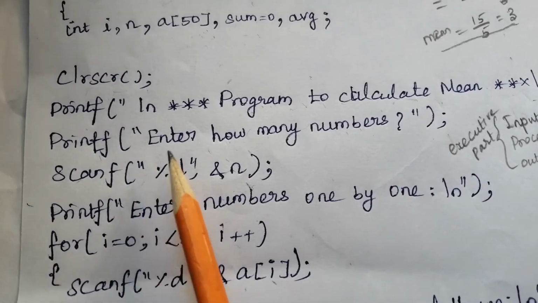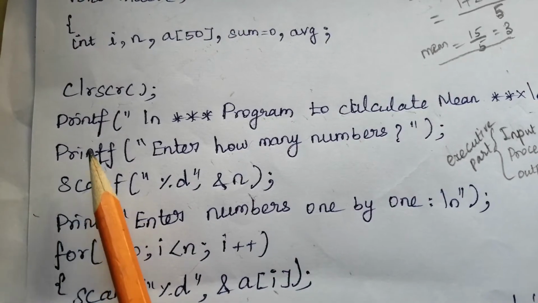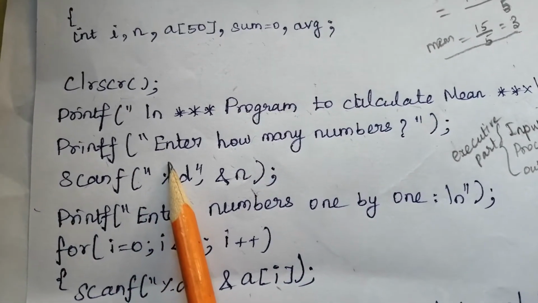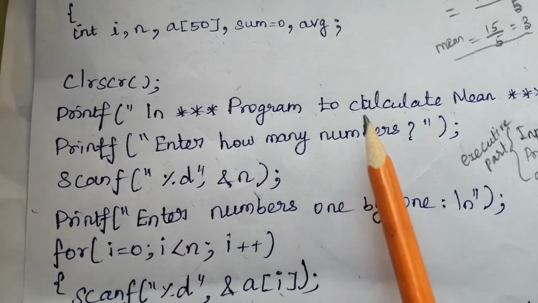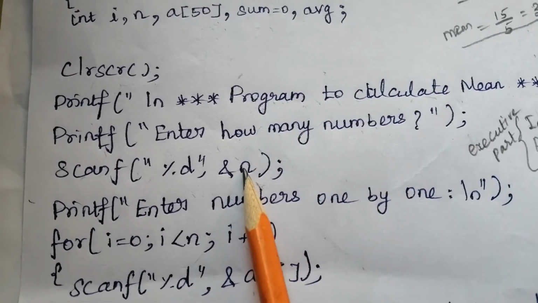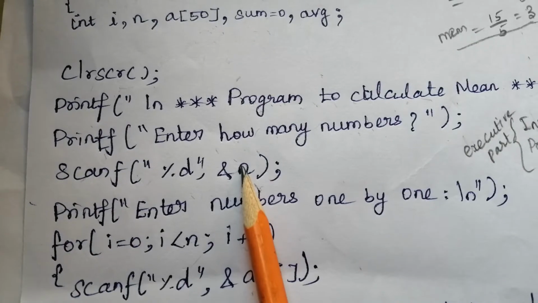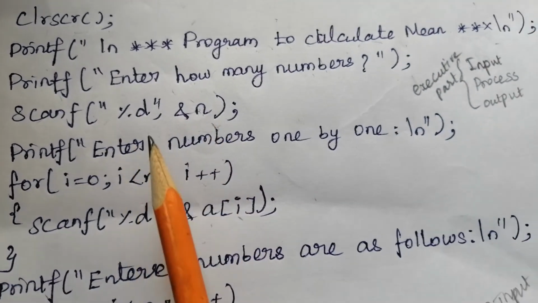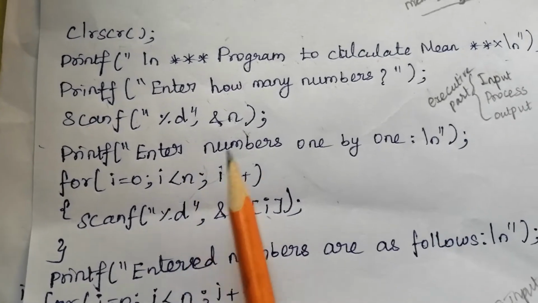After that I am reading the input with the help of printf as well as scanf statements. printf will print the statement on the screen: Enter how many numbers. So I am reading the n value, and the value will be stored in the variable n. After that I am reading the numbers: Enter numbers one by one.